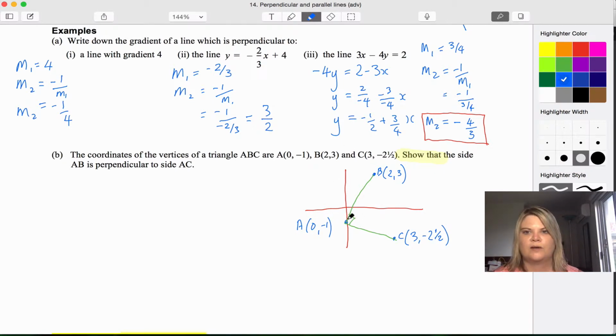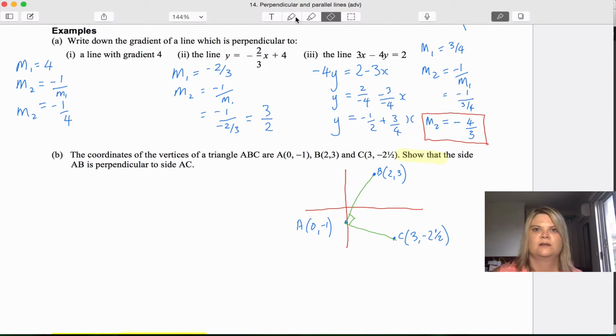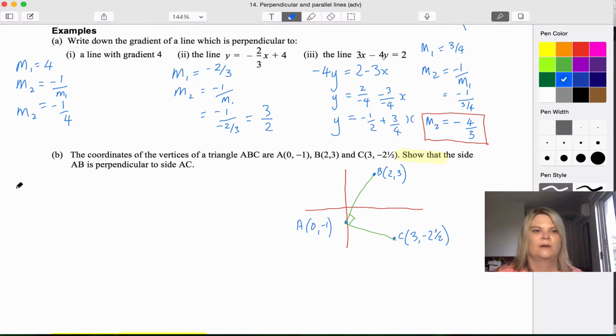So to find out if they are perpendicular, we're going to have to find the gradient of this line, AB, and then the gradient of AC. So I'm going to say AB gradient I will call M1, and AC gradient I will call M2.